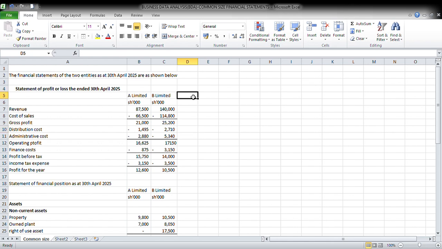So let's prepare on this side. Common size income statement, or statement of profit or loss, for A and B, company A and B. So we start with this one. You can put this side.